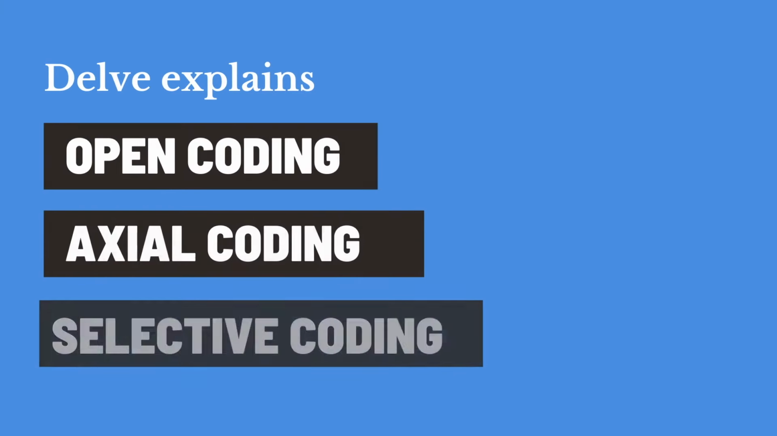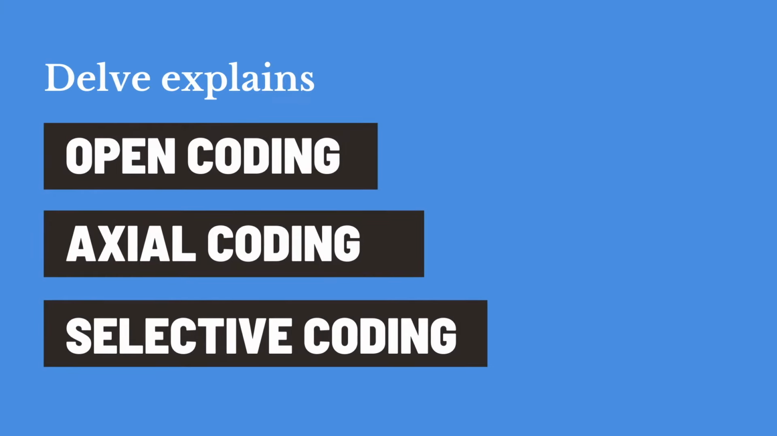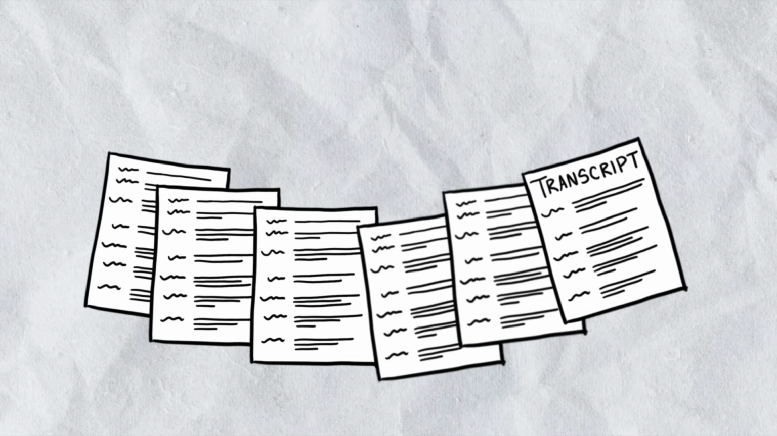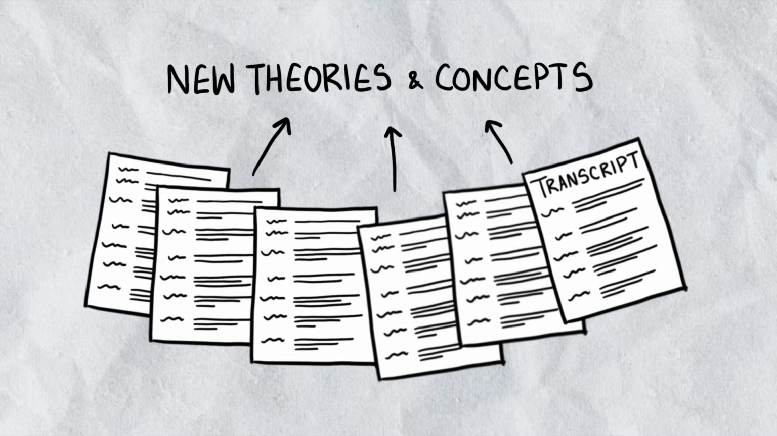Open coding, axial coding, and selective coding are steps in the grounded theory method of analyzing qualitative data. Before you begin coding, you should have collected some qualitative data, such as transcriptions from interviews. With grounded theory, your aim is to derive new theories and concepts based on this qualitative data.